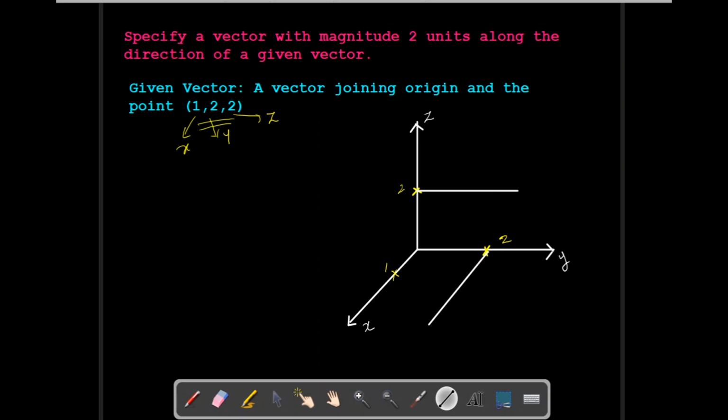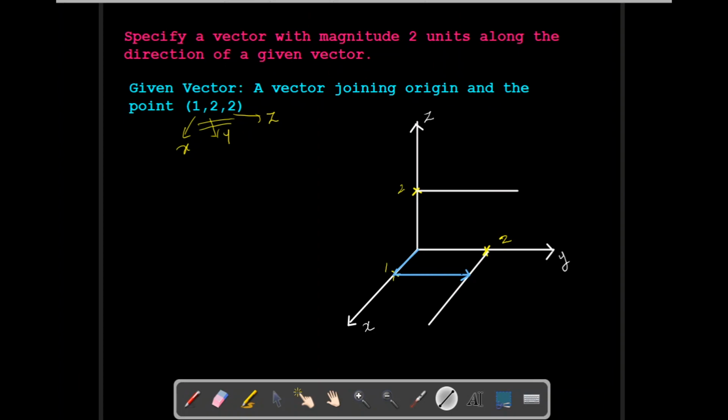Now it is mentioned that the vector is joining the origin and this point. So the starting point of the vector will be the origin. So this is my origin. From the origin, I'll trace one unit along the x-axis, so I'll be here. From the tip of this vector, I'll trace y equal to 2, parallel to the y-axis. So when I reach here, this is y equal to 2. So this is 1 and this is 2.